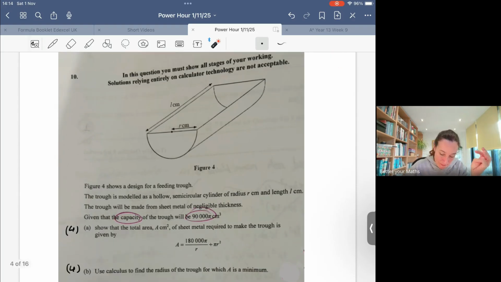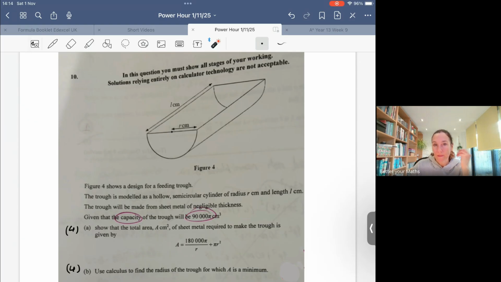In this figure, we have a design for a feeding trough, and the trough is modeled as a hollow semicircular cylinder of radius r centimeters and length l centimeters. It is going to be made from a sheet metal and has no thickness. Given that the capacity is 90,000 pi centimeters cubed, we have to show that the total area of metal required to make it is this thing here.